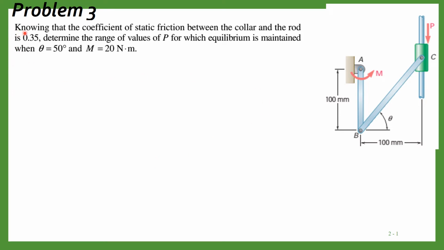So, the problem is, knowing that the coefficient of static friction between the collar, so this is the collar C, and the rod is 0.35, determine the range of values of P. So, this is the applied force P. We have to find out the range of values of P for which equilibrium is maintained when this angle theta is equal to 50 degrees and M, this applied couple, is 20 Newton per meter. So now let us solve this problem.